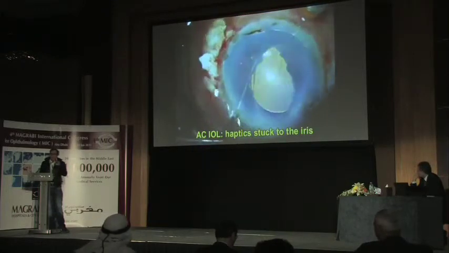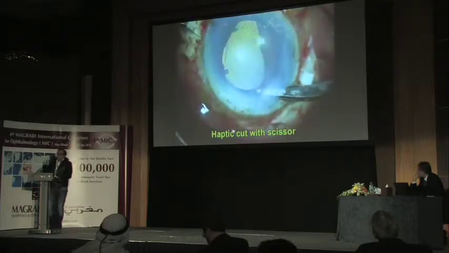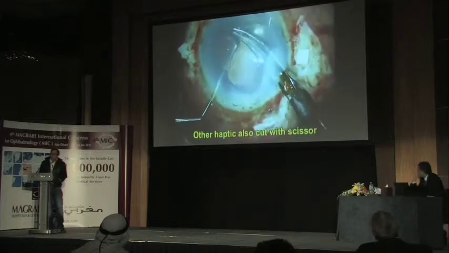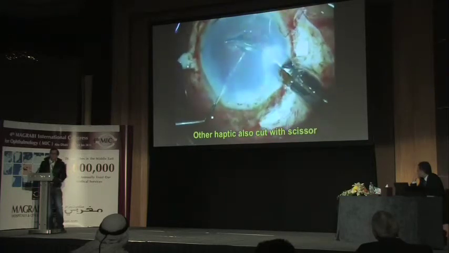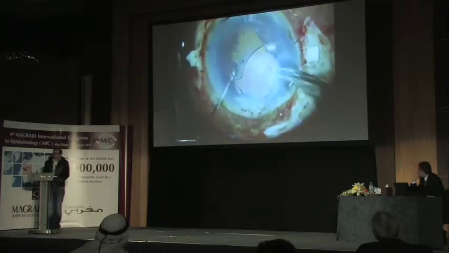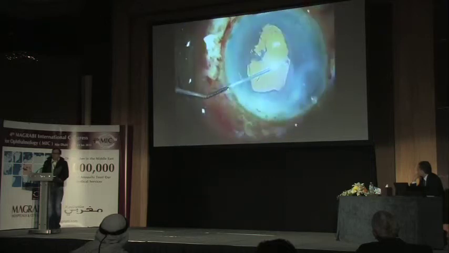So what I'm going to do now is play. I know this ACIOL is now stuck to the iris. So I'm going to chop the haptics of that ACIOL so that once I chop the haptics, I'll be able to release the IOL from the iris and bring it out. So now I'm going to grab that IOL and bring it out of that eye.